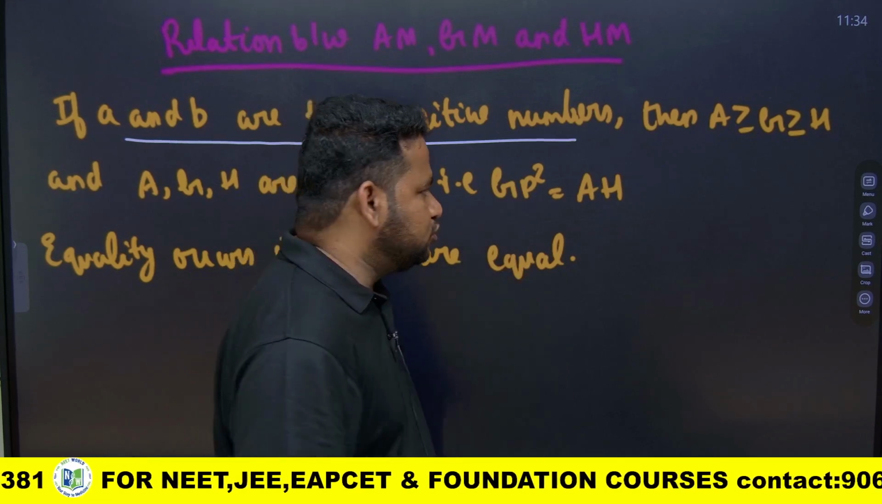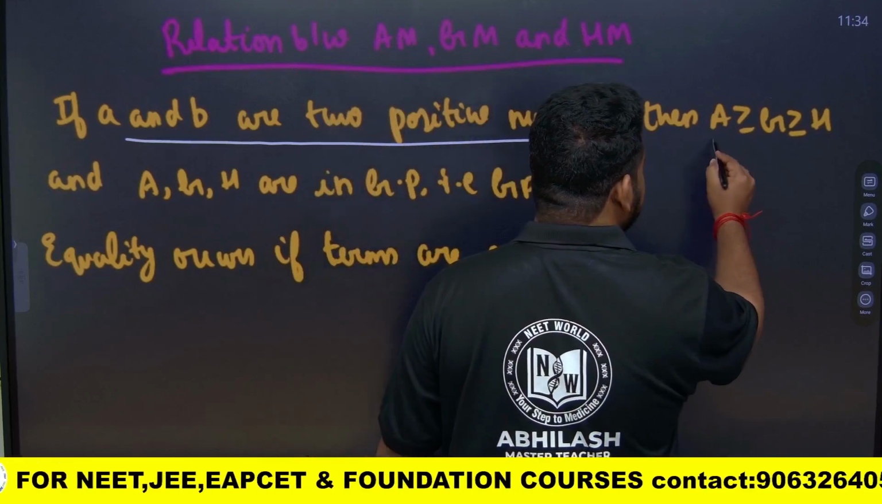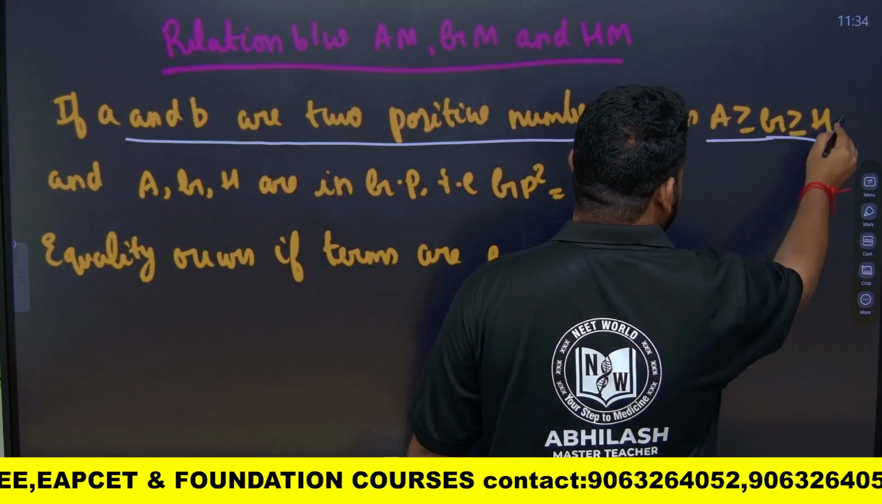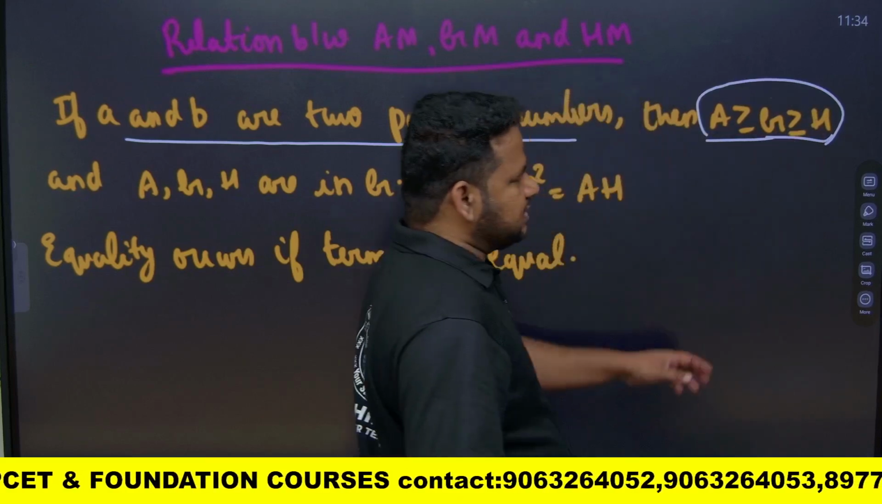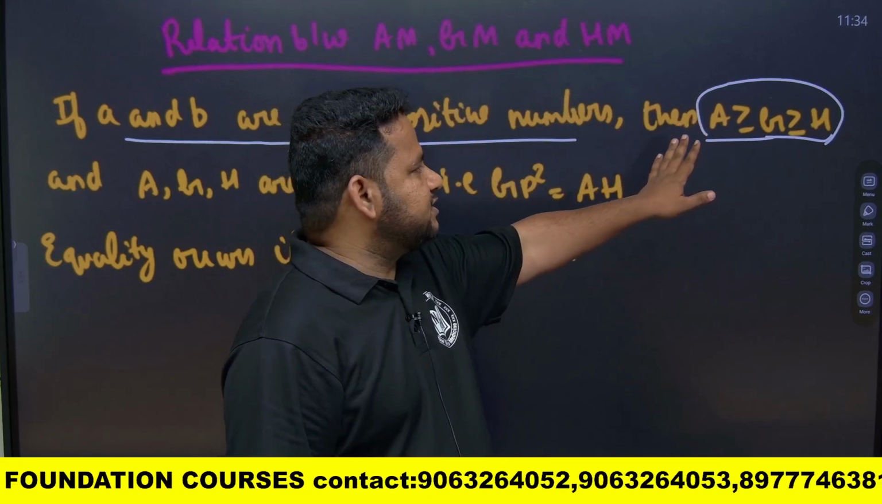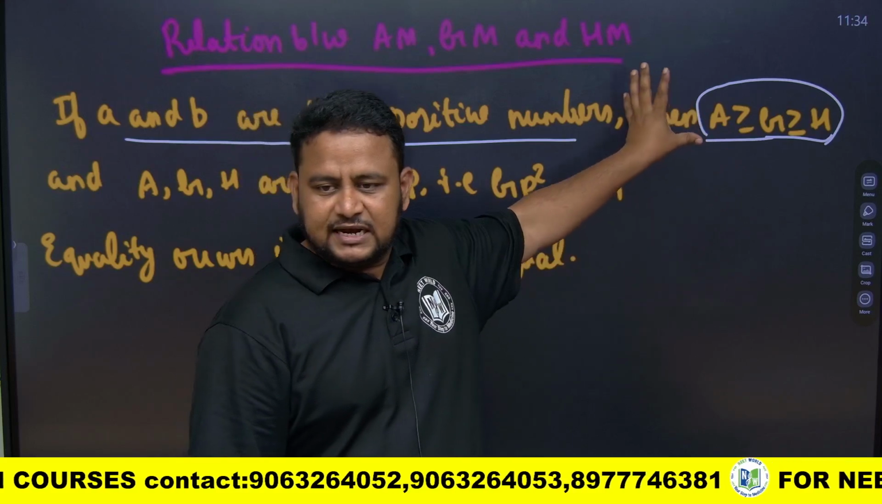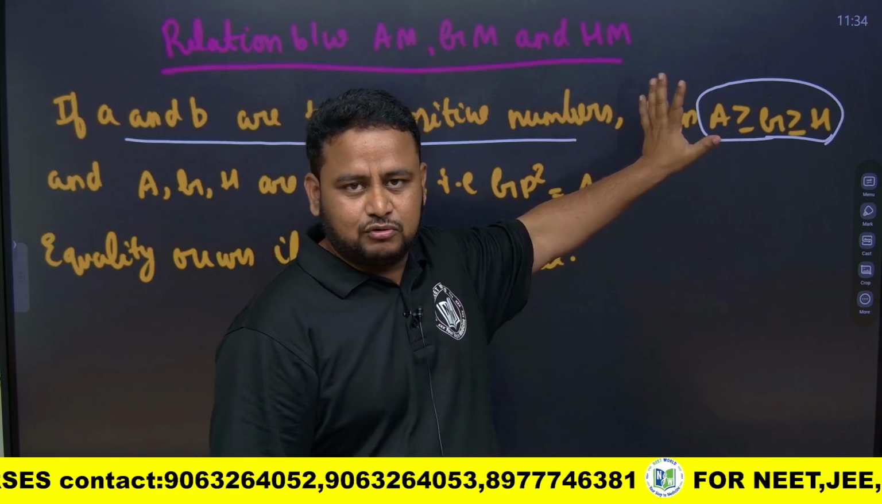Here also we already know that A is greater than or equal to G, and definitely G is also greater than or equal to H. This is the relation you should definitely remember. There can be a direct question on this: A is greater than or equal to G and G is greater than or equal to H. Definitely you have to remember this.